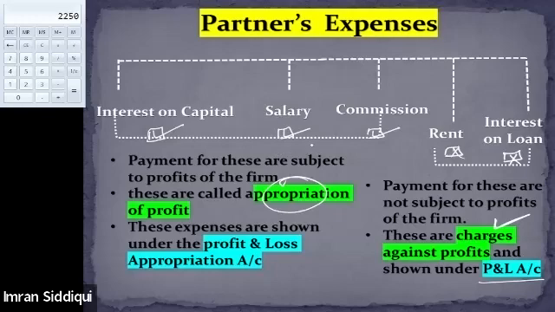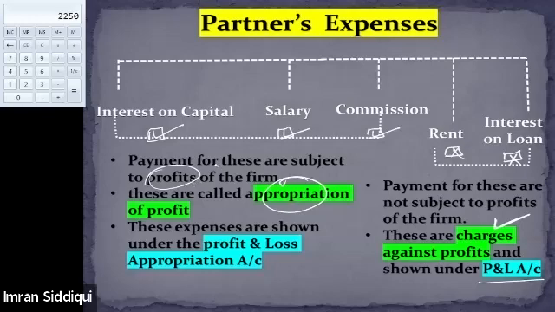Now, sir, how does it matter whether we treat these items as the appropriation of profit or charge against profit? What difference does it make? See, when any expense is treated as the appropriation of profit, this means that payment for these is subject to profit of the firm. Payment of these is subject to profit.